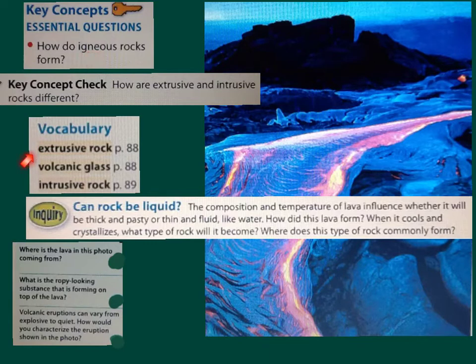You also have 3 vocabulary words: extrusive rock, intrusive rock, and volcanic glass. Those 3 are your vocab words for this lesson. Go ahead and write those down in your science journal, and we will be answering those vocab definitions in just a little bit.